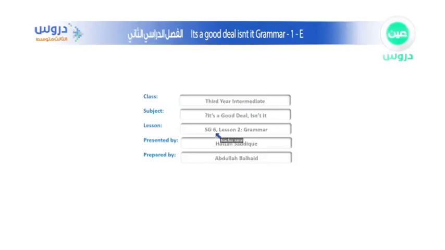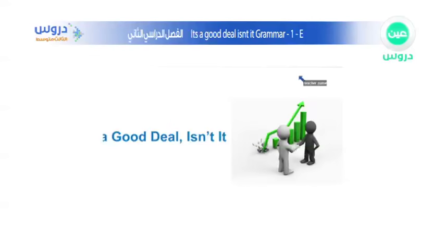For Super Goal 6, Lesson 2, Grammar, the topic of this lesson is "It's a Good Deal, Isn't It?" This lesson was prepared by Mr. Abdullah Balbaid and will be presented by me, Hattan Sadiq. It's a good deal, isn't it?